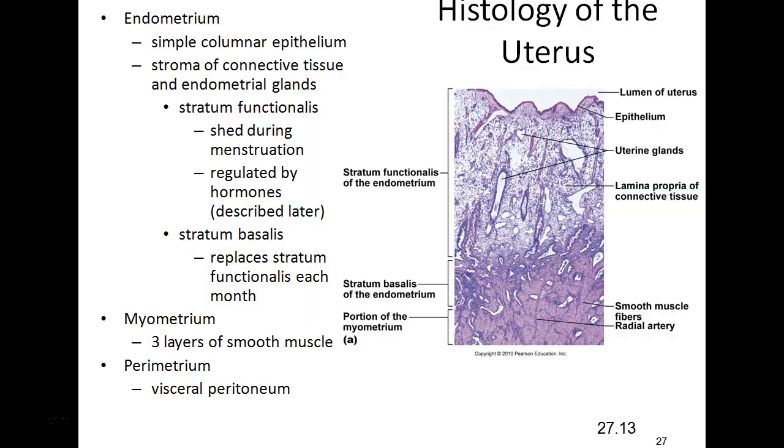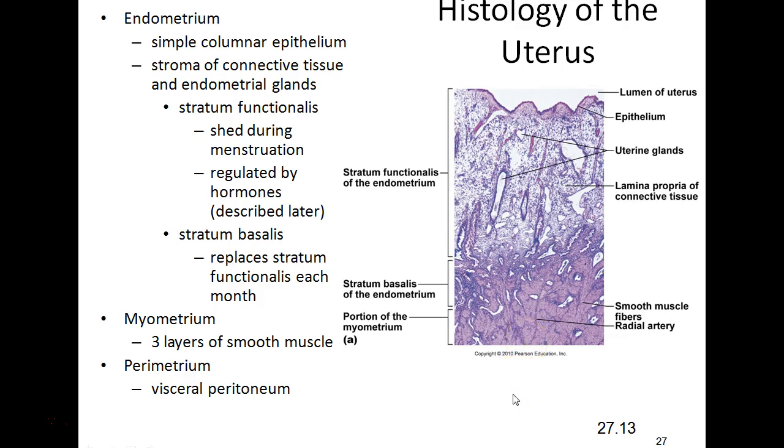Now we take a closer look at the uterus. We're going to look at the lining of the uterus, the tissues that compose the walls of the uterus. I'm going to start superficially and then move deep. So in other words, I'm starting at the bottom of the slide and moving upwards towards the lumen of the uterus. So we start with the perimetrium.